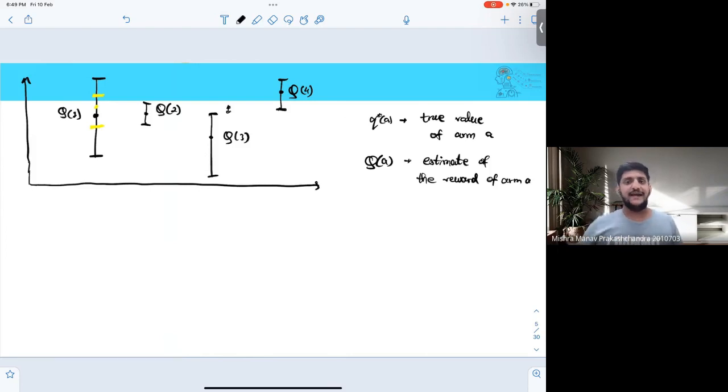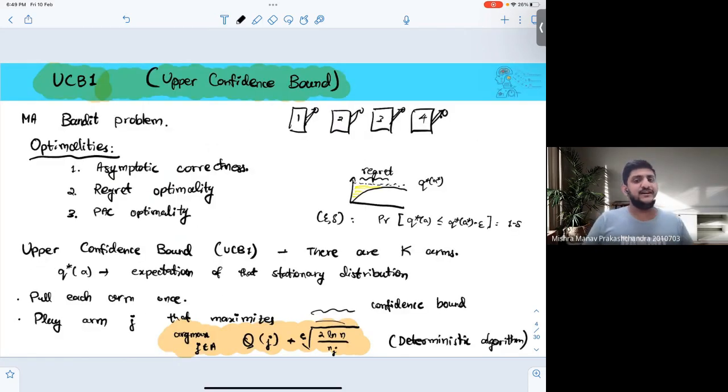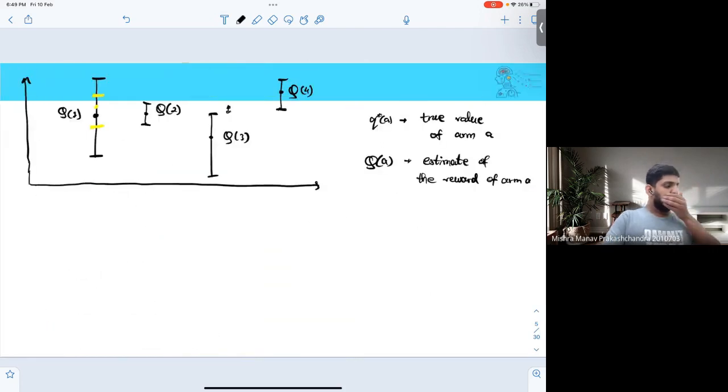And the first optimality says that if you keep on doing it, asymptotically you will eventually reach the correct solution. Correct. So that's what this asymptotic correctness means. Okay. Thank you.